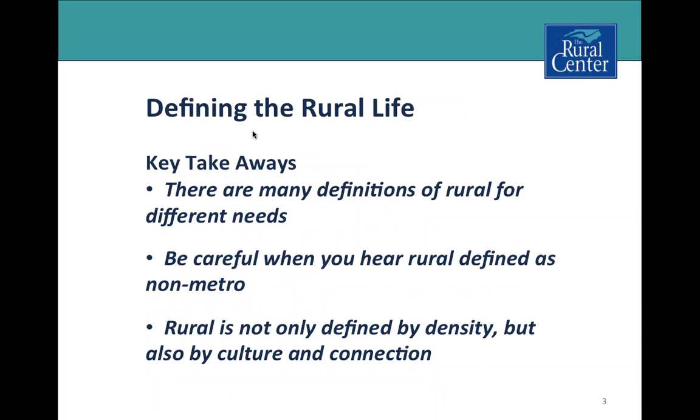Okay, so defining the rural life. There are 3 major takeaways here that I want to leave you with. One, that there are many definitions of rural for different needs. 2, we have to be careful when you hear rural defined as non-metro. And then 3, rural is not only defined by density, but also by culture and connection.